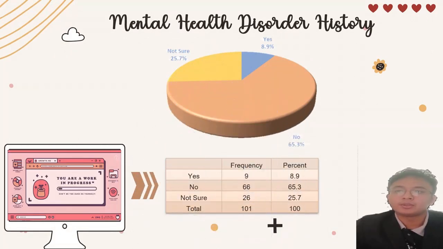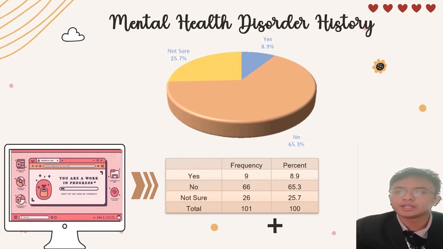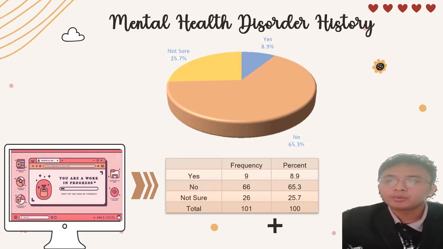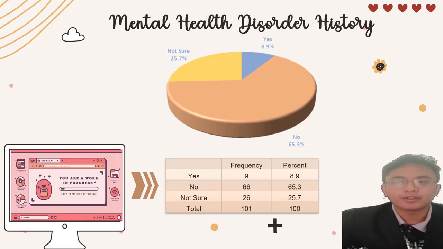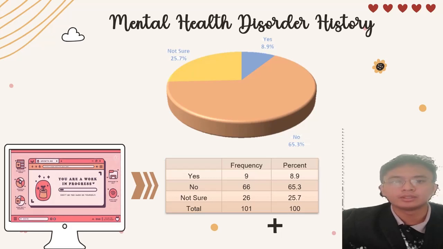Figure 2 and Table 2 represent the information on students' mental health disorder history. 8.9% of students that filled in the survey chose yes, whereas 65.3% chose no as an answer. However, there are 25.7% of students who chose not sure for their mental health disorder history.